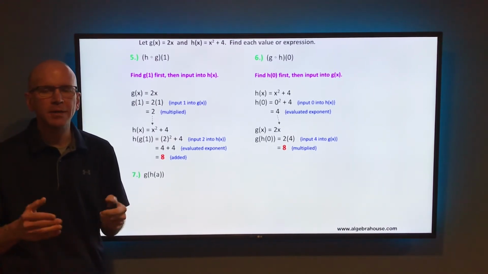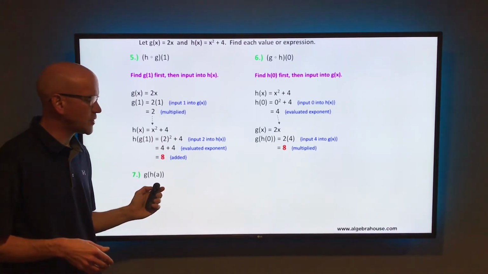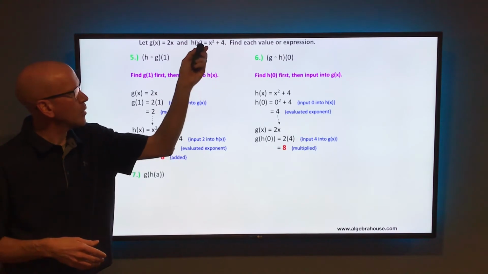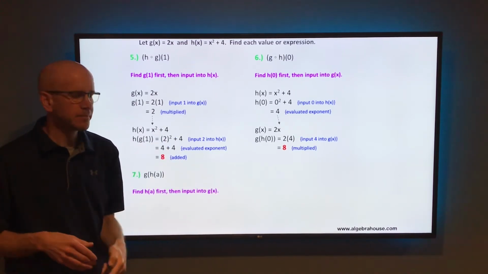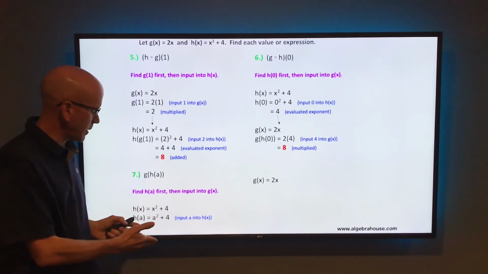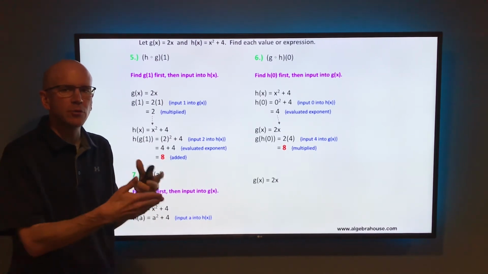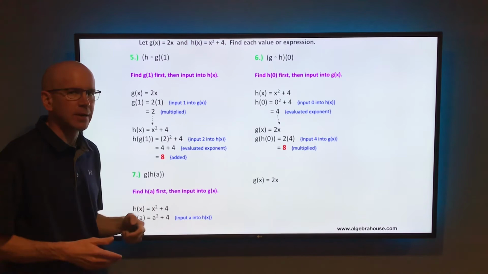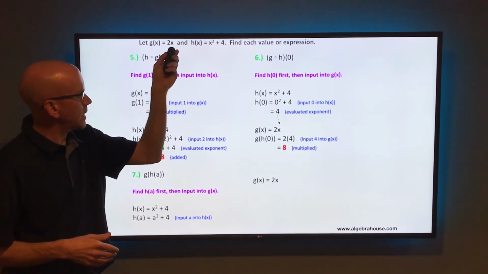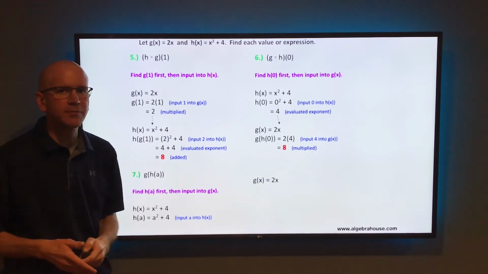If you have g of h of a, so we have an a there instead of a number, no big deal. Find h of a first. So go to what h of x is, that's x squared plus 4. Replace that x with an a. So that would be a squared plus 4. Now that output, a squared plus 4, becomes the new input into g of x. So go to what g of x is, that's 2x, and replace that x with that a squared plus 4.